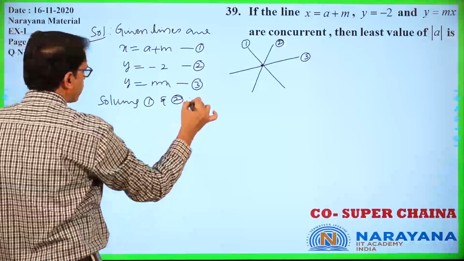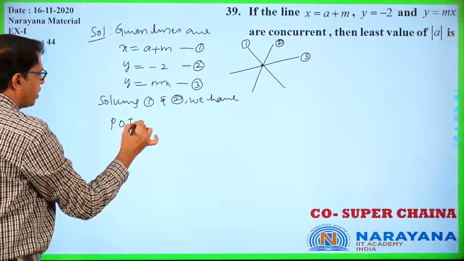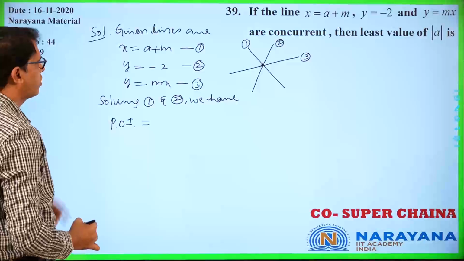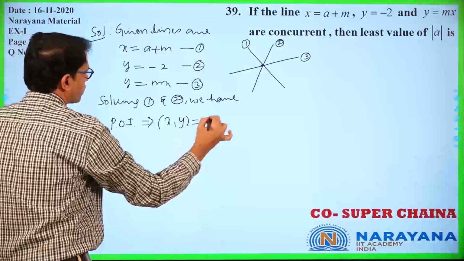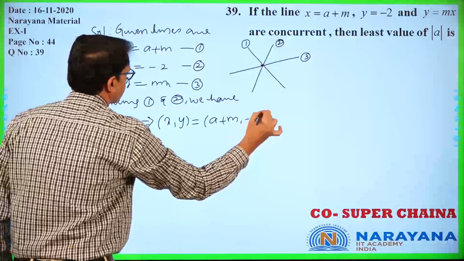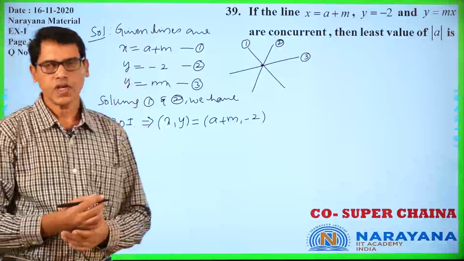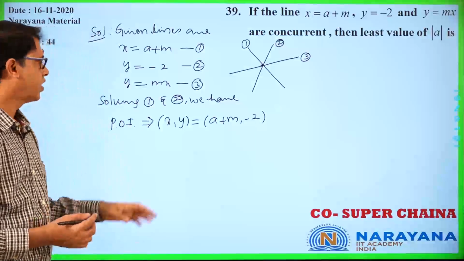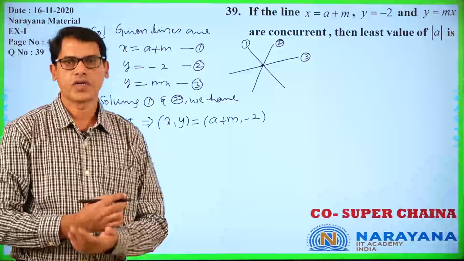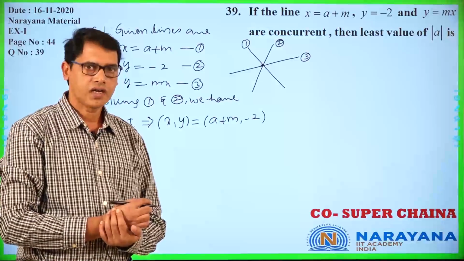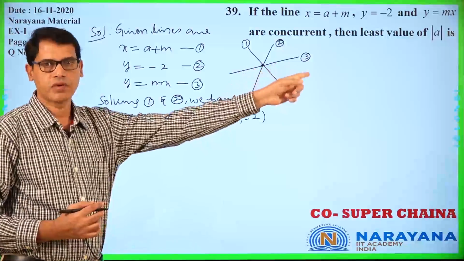So we have a point of intersection. Directly here, the point of intersection is x comma y equals a plus m comma minus 2. If you solve equation 1 and equation 2, I got the point of intersection as a plus m comma minus 2. Since the lines are concurrent, this point has to satisfy equation number 3.